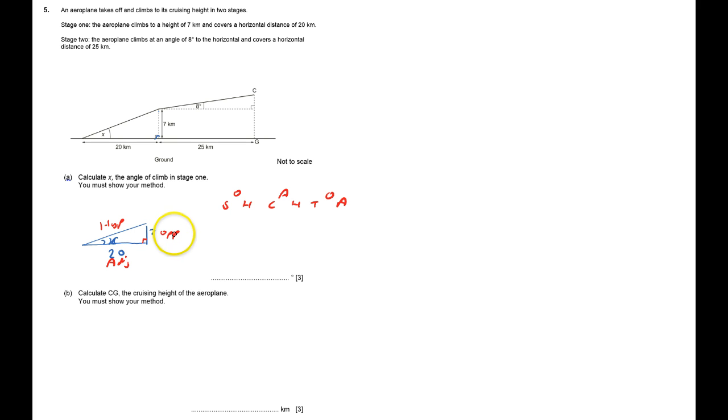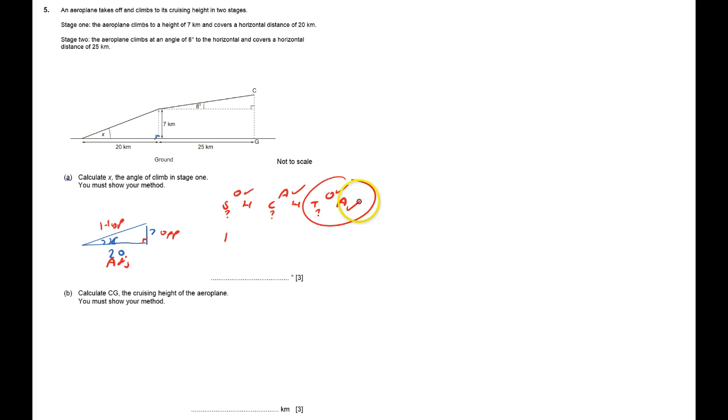Always write down SOHCAHTOA. SOHCAHTOA. And what do we know? We know the adjacent is 20, so I can tick the adjacent. We know the opposite is 7, so I can tick the opposite. And I want to find an angle, so that means I have to question mark S, C, and T. And we want the one with 2 ticks and 1 question mark.